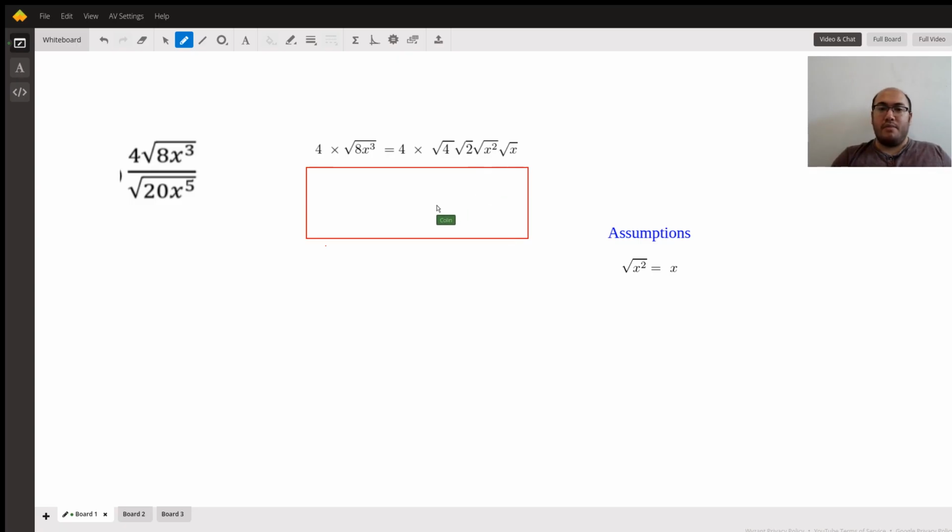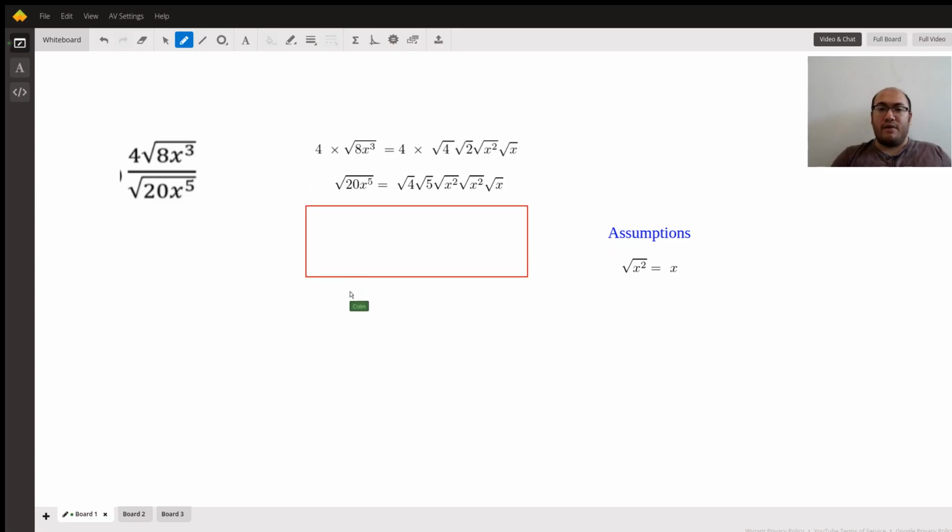And then for the part at the bottom, well, I have 20. I know that 20 is the same as 4 times 5. And I have x to the fifth. I'm going to split that up into x squared and x. So you can see I've got my two parts right over here.